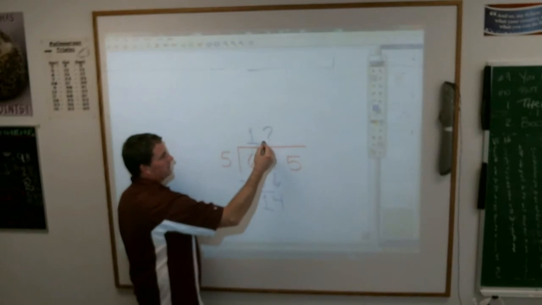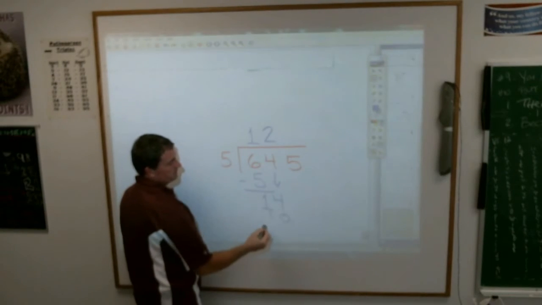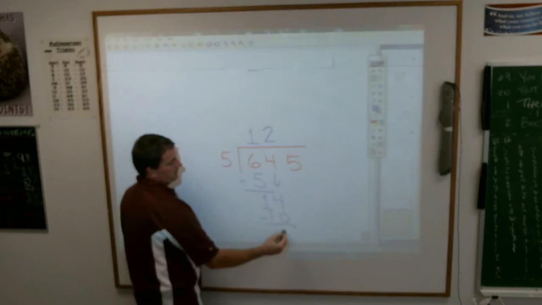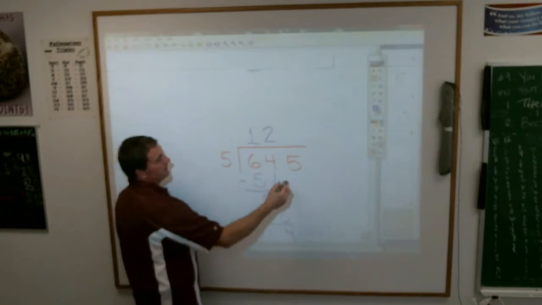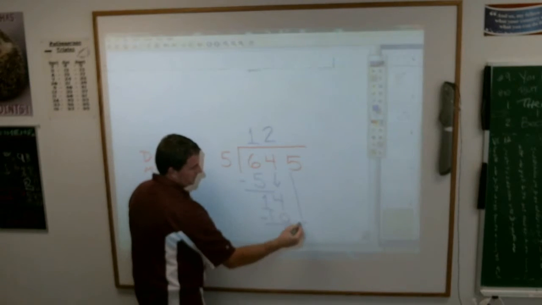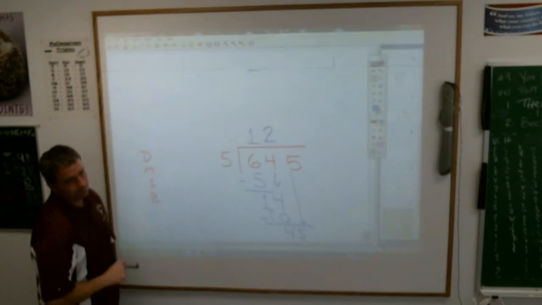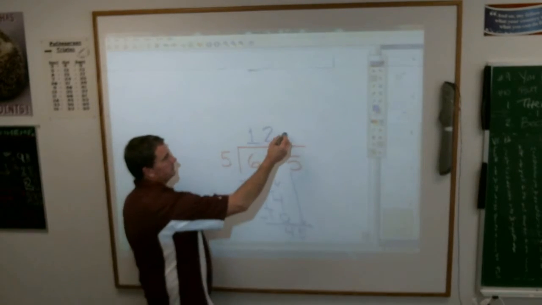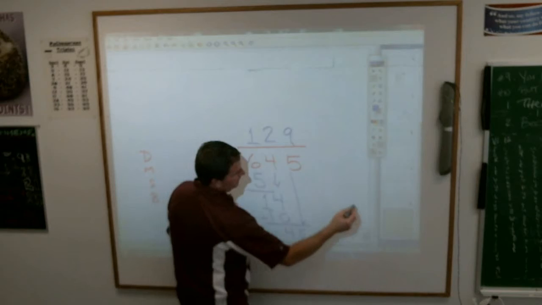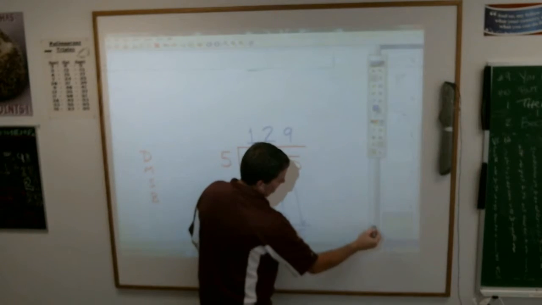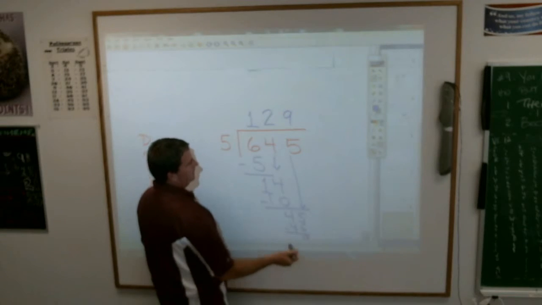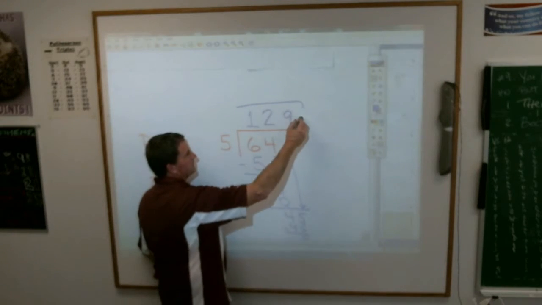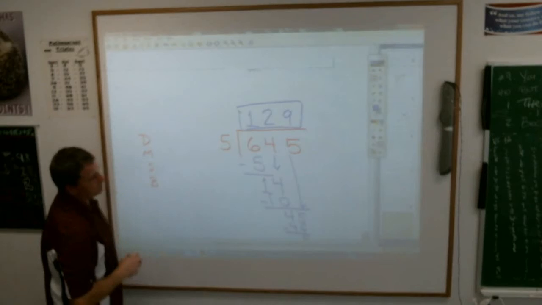2 times, because 5 times 2 is 10. I subtract. Is 4 a good number? Yes, because 4 is less than 5. And then I bring down again. How many times does 5 go into 45? 9 times, because 9 times 5 is 45. I subtract. I get nothing left, and that's good, so there's no remainder, and this would be the answer.